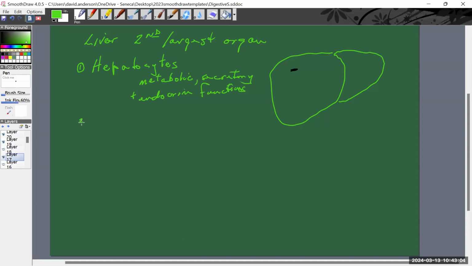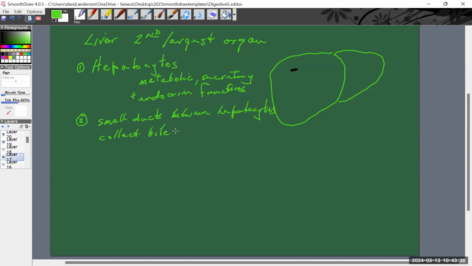The next feature that we want to be aware of with respect to the liver is that there are a series of small ducts. We showed you those earlier. Small ducts between the hepatocytes that collect bile. And we know that those ducts are going to drain into larger ducts.